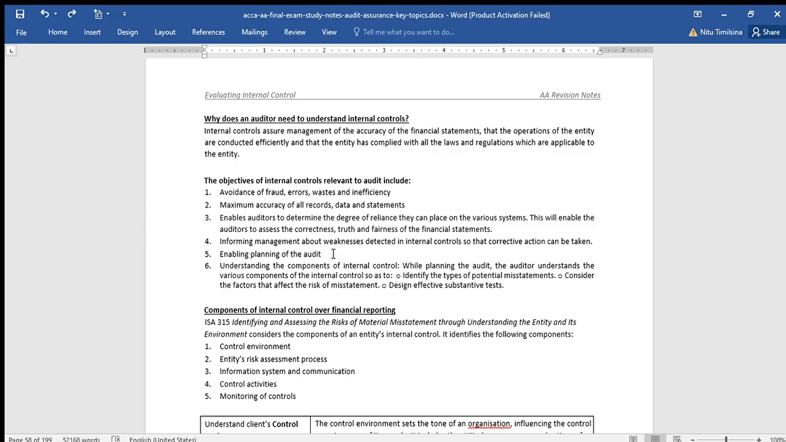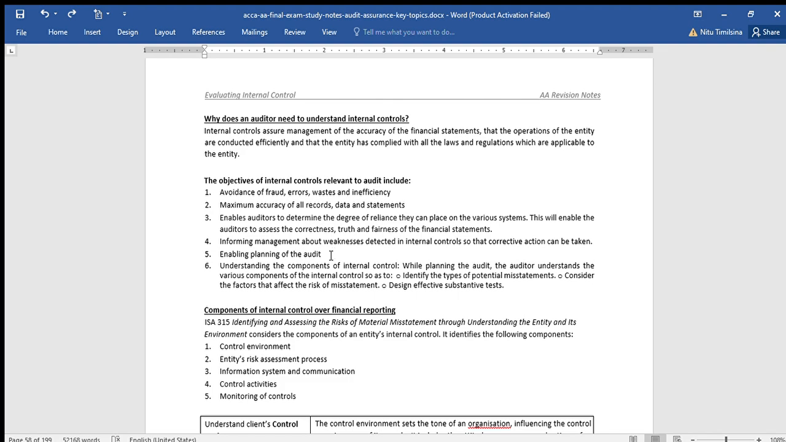If there is good control, then there is less audit risk. So we can design tests and do the substantive procedures in a lesser amount.